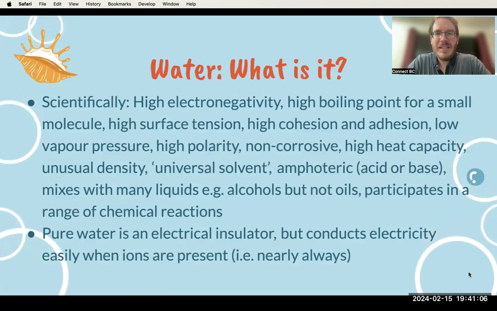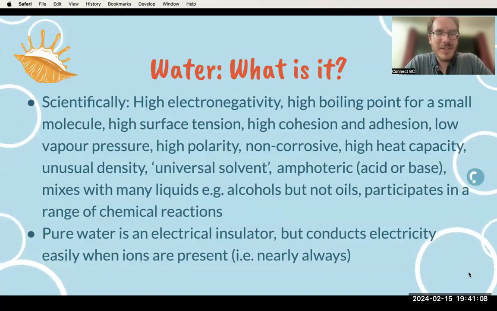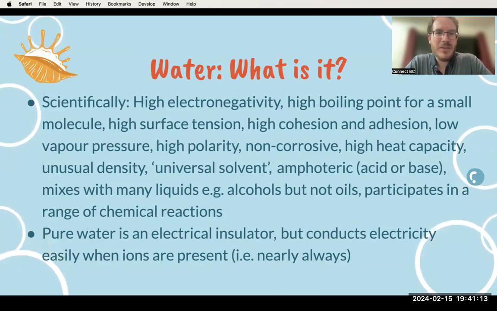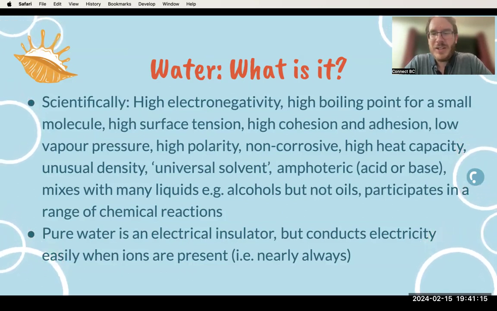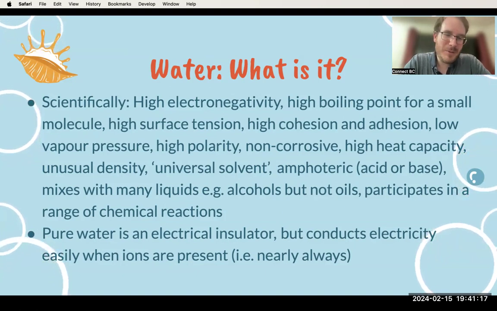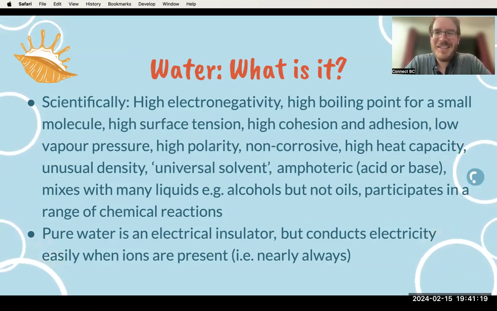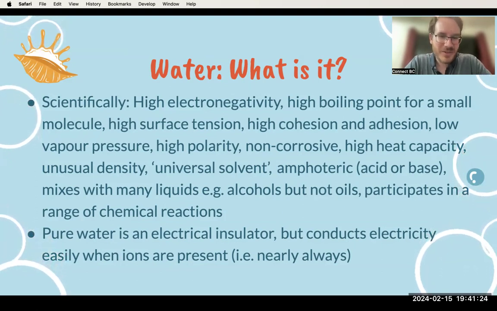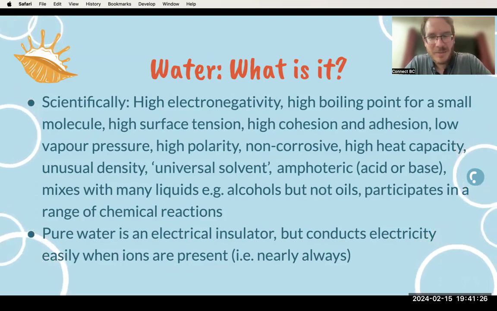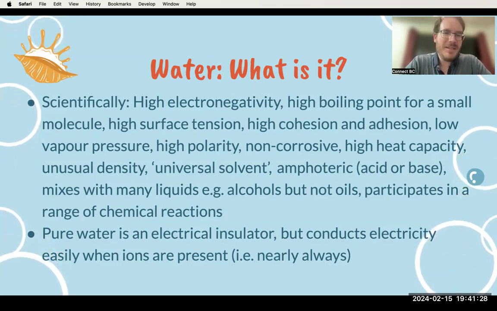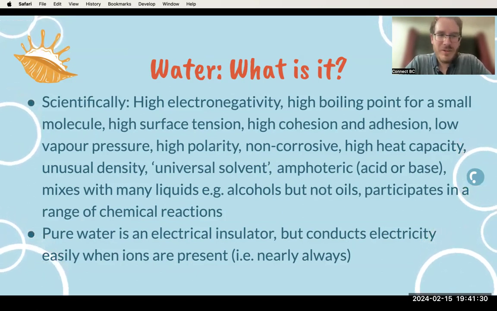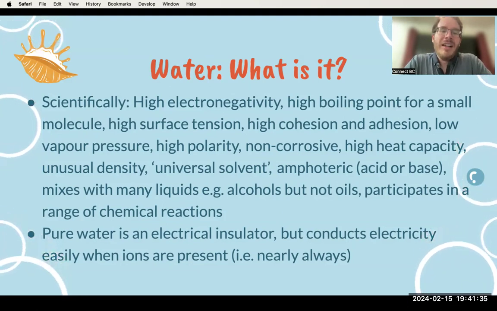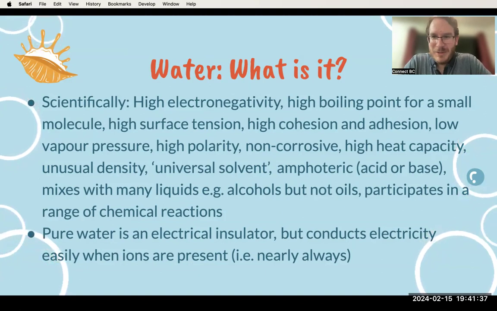And so scientifically, it has some additional helpful properties too. It has high electronegativity. It's got a high boiling point for such a small molecule. It's got high surface tension, high cohesion and adhesion, low vapor pressure, high polarity. It's non-corrosive, has high heat capacity. It's got very unusual density. It's a universal solvent. It's amphoteric, which means it can contribute to being an acid or base. It mixes with lots of liquids like alcohols, but not oils, and it participates in a range of important chemical reactions. So we're going to talk about some of those today, but not all of them, or we'd be here all week.